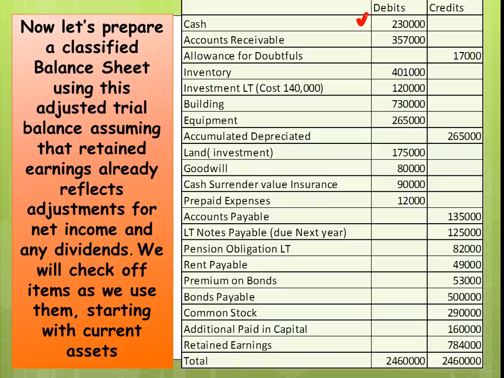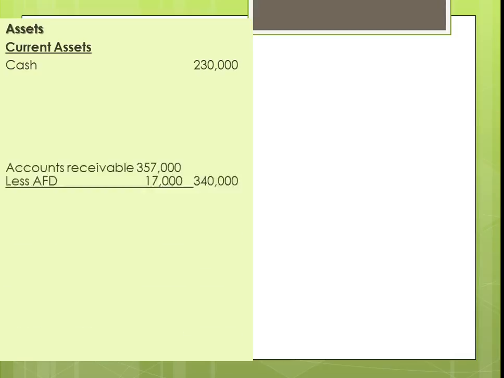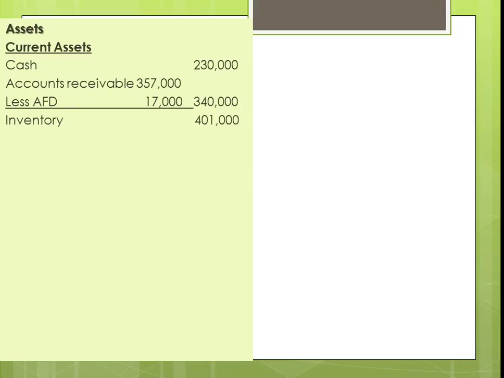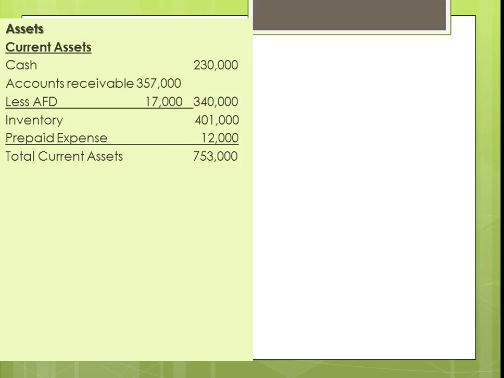So, of course, the number one is cash, accounts receivable, allowance for doubtfuls, inventory, and we look down the line. Do we have any others? Yes, we have a prepaid account. Now we can do current assets. So we go back to our balance sheet and we show assets. Then we isolate current and we list our cash, our accounts receivable net, inventory, and prepaid expense to get our total current assets.